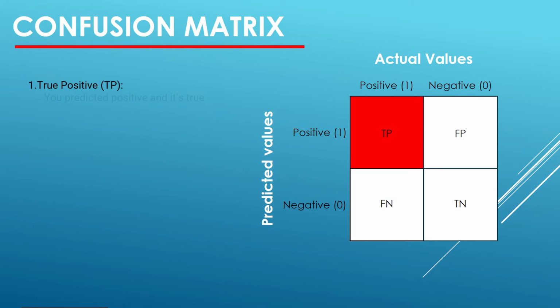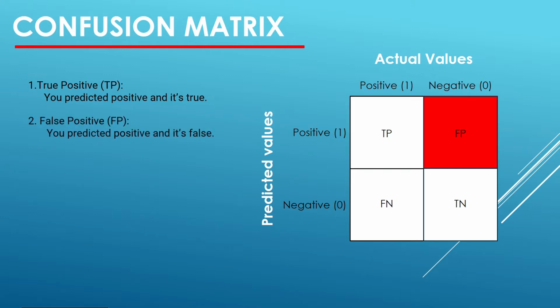Okay, so the first block is called TP, which stands for true positive. This block indicates that the model predicted positive and it is true. It means the actual output in our dataset is 1 and our model also predicted 1. The second block is called FP, which stands for false positive. This block indicates that our model predicted positive but it is false. It means the actual output in our dataset is 1 and our model predicted 0.